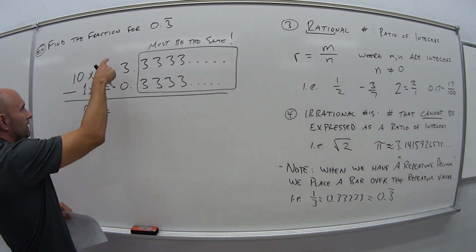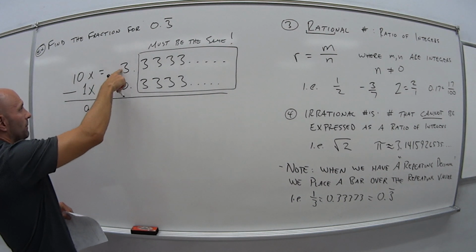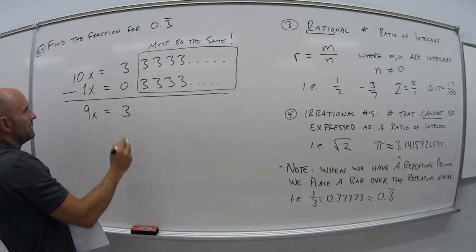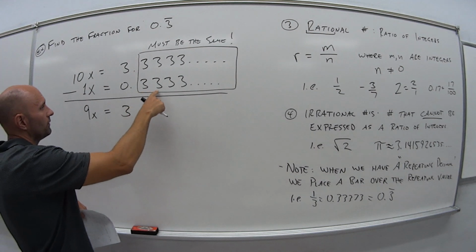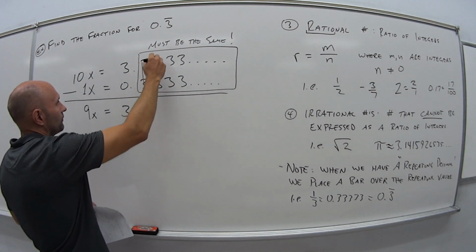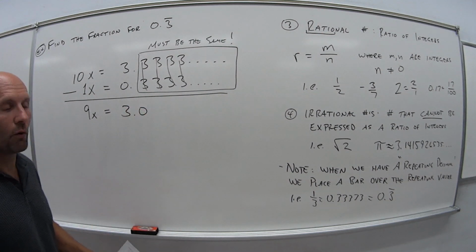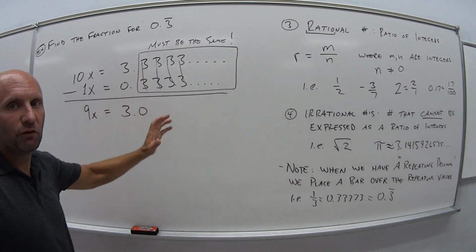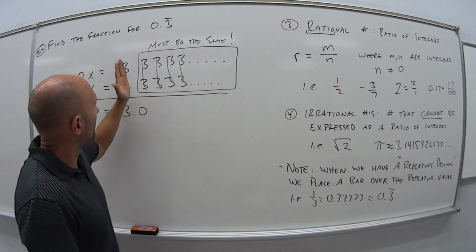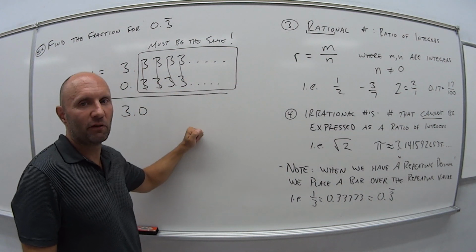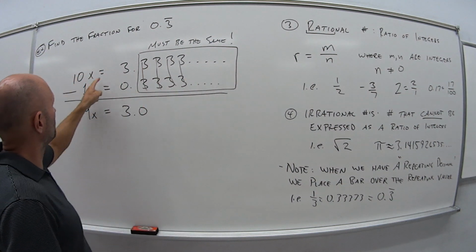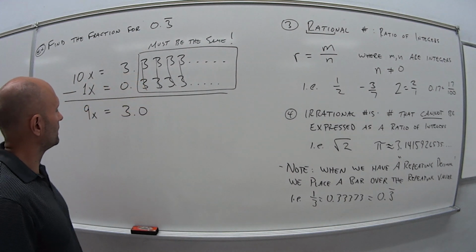I'm subtracting the bottom from the top. So 3 minus 0 is 3. And what happens here? All these 3's cancel each other out. So I get basically 3.0. And that's what should happen if you're doing this process: everything after the decimal should become a 0. If it doesn't, you didn't multiply by the right number in the first line.